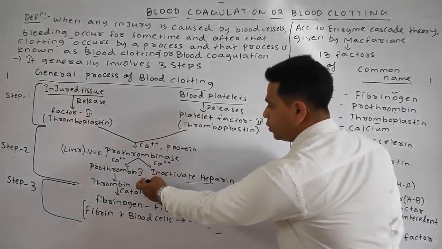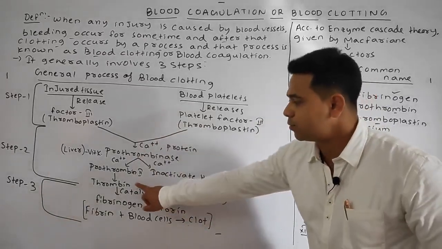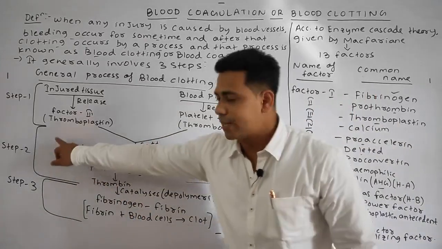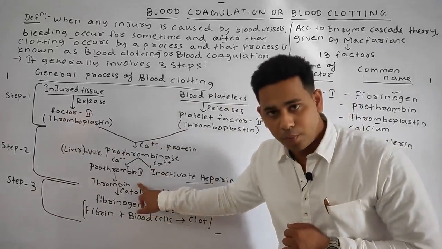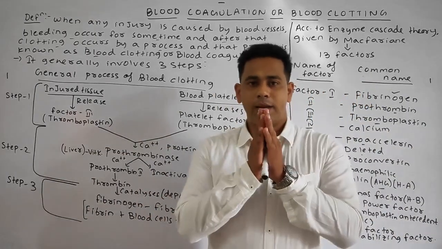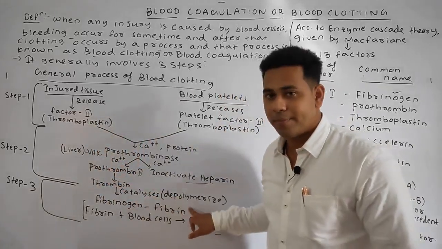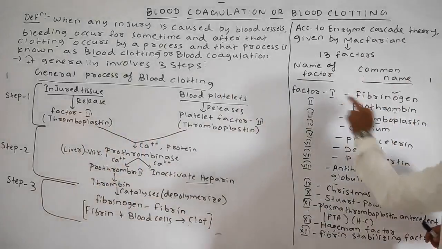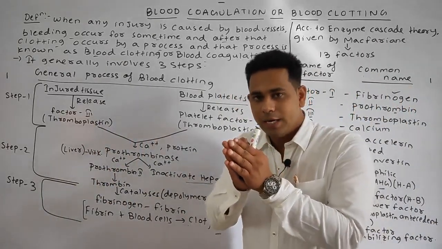Further, the prothrombin, which is the inactive form, will be converted into the active form, known as thrombin, and this much is your step 2. Finally, what happens, students? The thrombin catalyzes depolymerization. It will separate the substance, the fibrinogen, into fibrin. Fibrinogen is factor number 1.